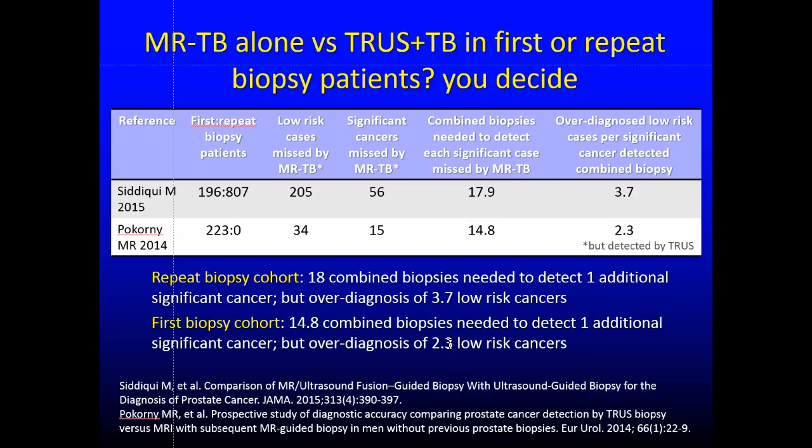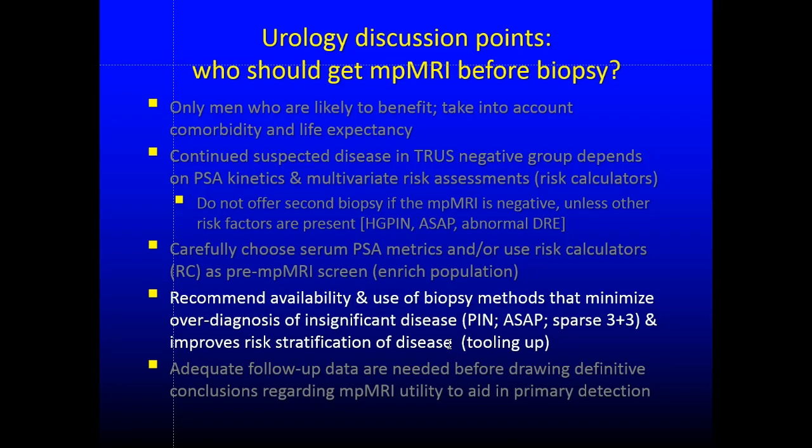Clearly, this is a value judgment that has to be decided within a multidisciplinary team. Bottom line, if you have a lesion, then you need to have available and use biopsy methods that minimize overdiagnosis of insignificant disease, such as not only sparse Gleason 3+3, but also other abnormalities that require longer-term follow-up, such as PIN and ASAP. But also, you need to improve risk stratification. And for that, you really need to tool up, and I suppose that's the first lesson.